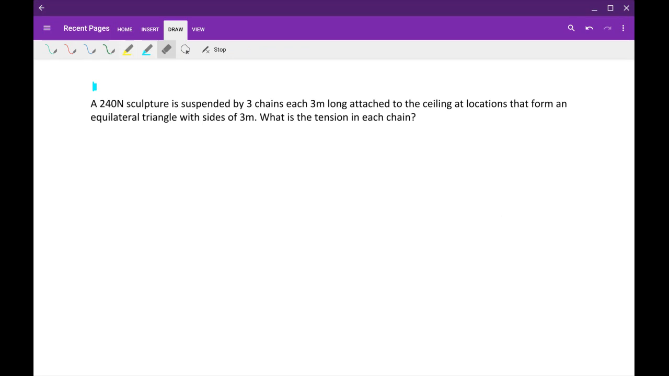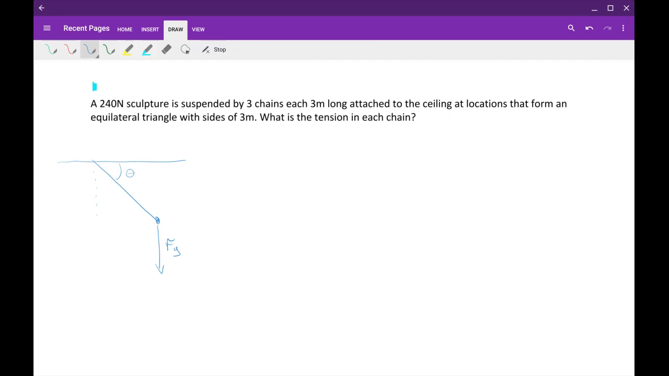So basically, remember how we did these chains. You're going to have to figure out this angle from horizontal for one of the chains, and then you can figure out the tension in it, based on the fact that the force of gravity here is pulling in the y direction, okay?